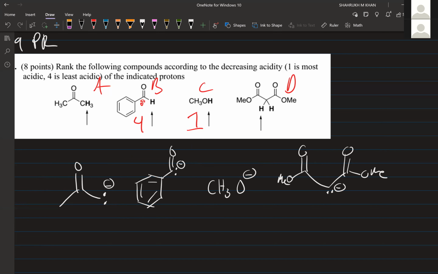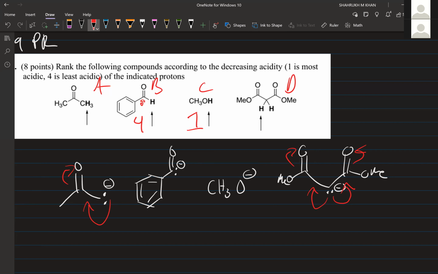So A just has 1 carbonyl, right? So you have, what is it? This way, right? You could think of that as electron withdrawing here, right? When you form this, it can go this way, right? Or it can go this way.